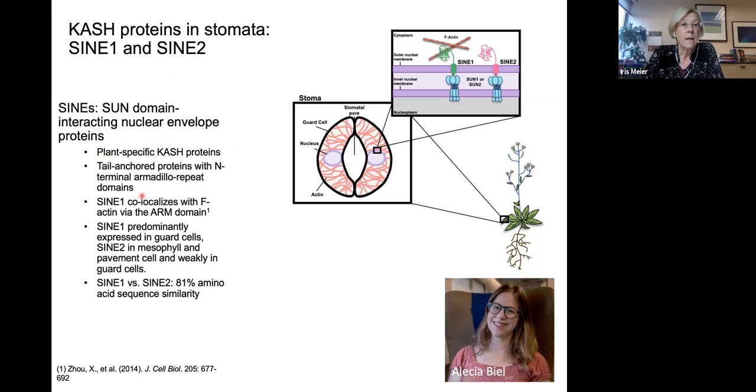We have shown that SINE1 co-localizes with F-actin, specifically the N-terminal arm domain co-localizes with F-actin. That's what's indicated in this cartoon up here. SINE2 does not. In terms of expression, this is how we got into GARD cells in the first place. SINE1 in leaves is predominantly expressed in GARD cells. Both proteins also have a root expression pattern. SINE2 is expressed in mesophyll and pavement cells and only weakly in GARD cells. And I think I mentioned this before. This is a gene family of 2 members, 80% amino acid similarity.